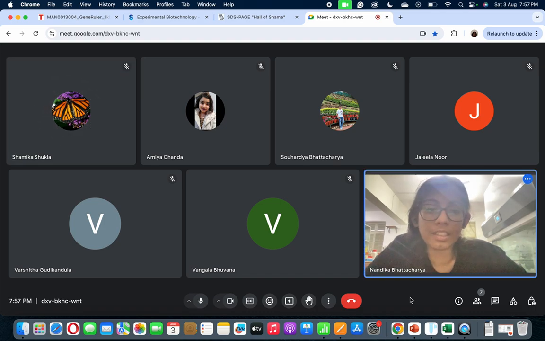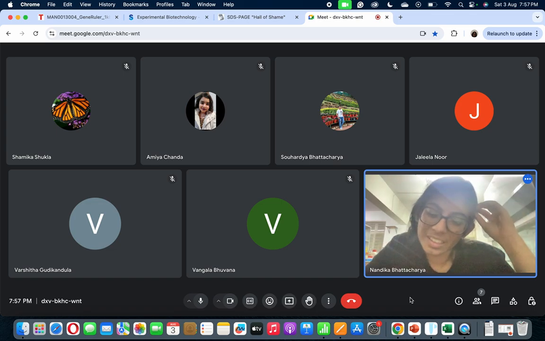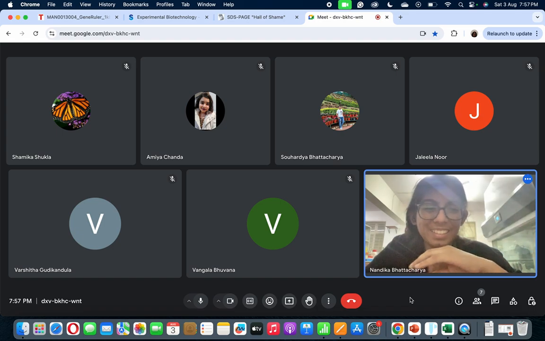No, so actually the software is from Biorad, so they have only kept the Biorad ladders there. If you're using a ladder from some other company, you will have to add it manually. You'll have to manually select the lanes and say that this corresponds to this KB. The preloaded ladders are only from their own company.